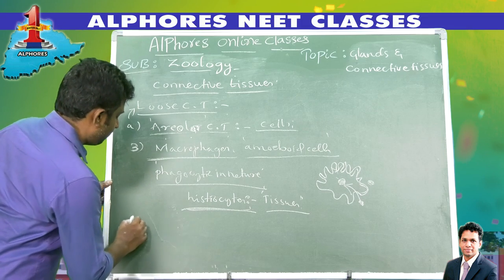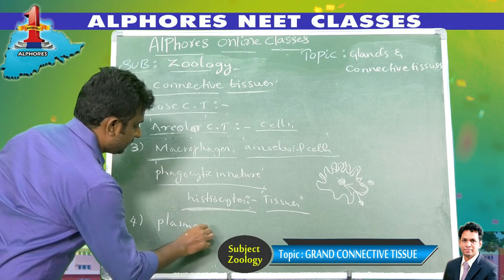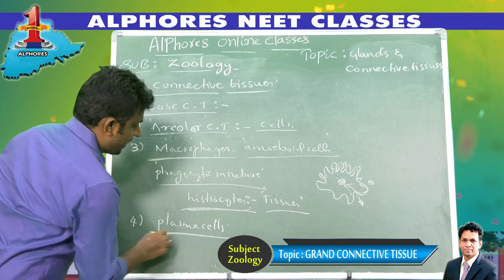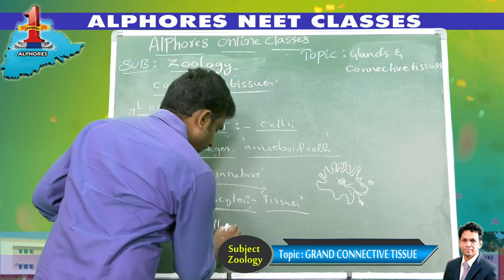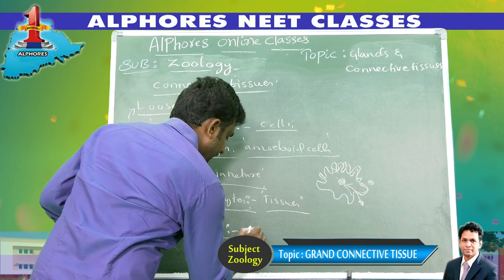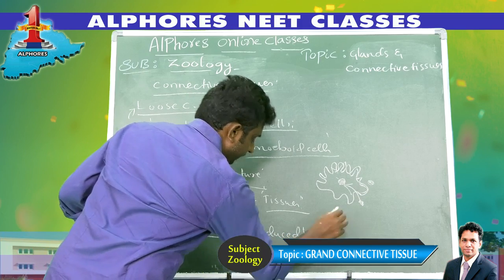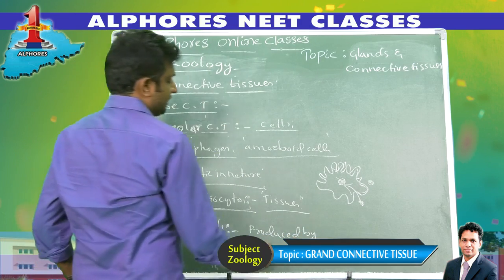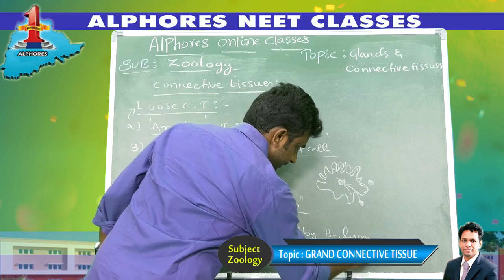Okay. Then the fourth type of cells are the plasma cells. Plasma cells are produced by B lymphocytes.